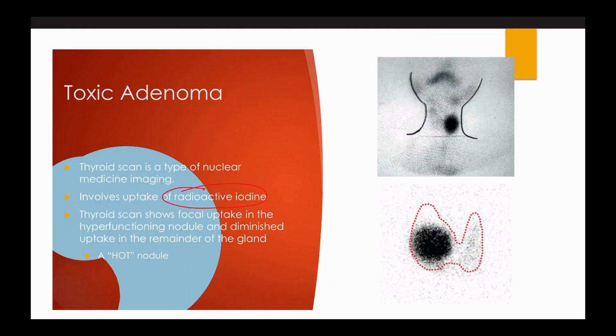This is a functioning nodule, meaning it's going to take all this iodine in and it's going to spit out a ton of thyroid hormone because of this one nodule that's there, this one cancer cell that's there. So this is a functioning nodule or a hot nodule because it is undergoing the uptake.